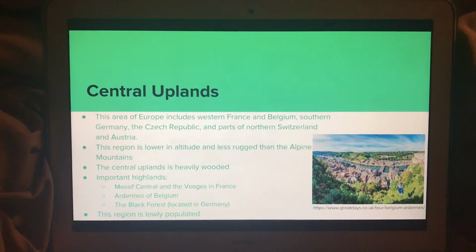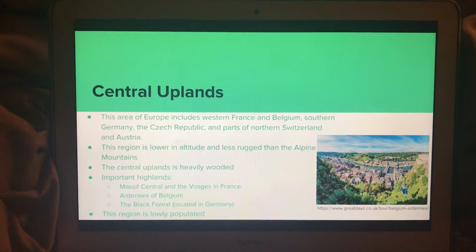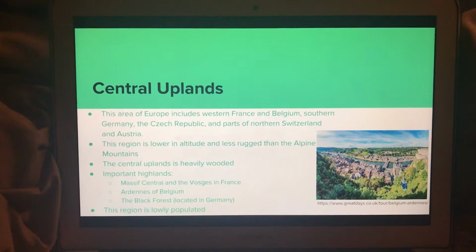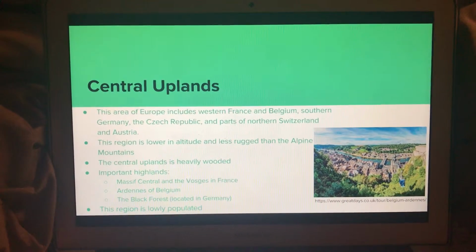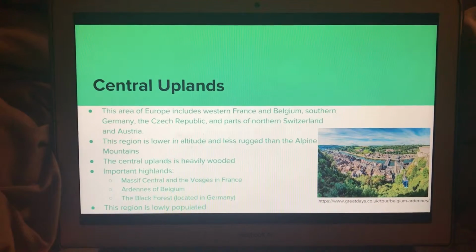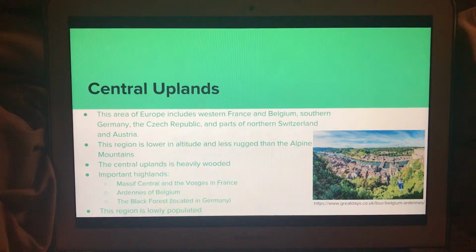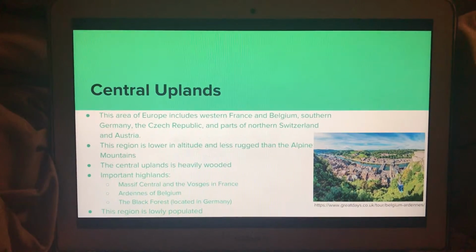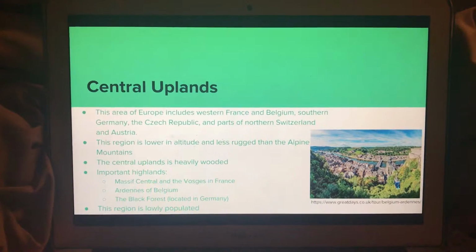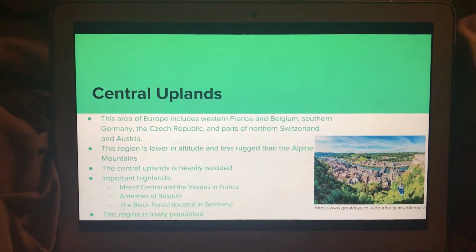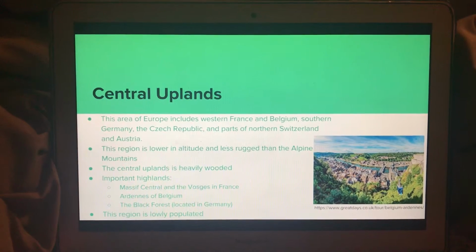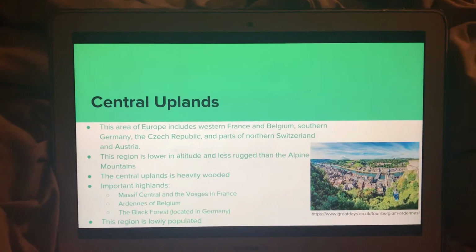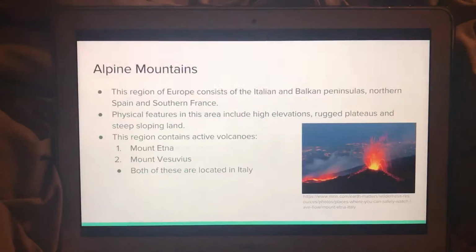The Central Uplands. This area of Europe includes western France and Belgium, southern Germany, the Czech Republic, and parts of northern Switzerland and Austria. This region is lower in altitude and less rugged than the Alpine Mountains. The Central Uplands is heavily wooded. Important highlands in the Central Uplands include the Massif Central and the Vosges in France, the Ardennes of Belgium, and the Black Forest, which is located in Germany. This region is lowly populated.